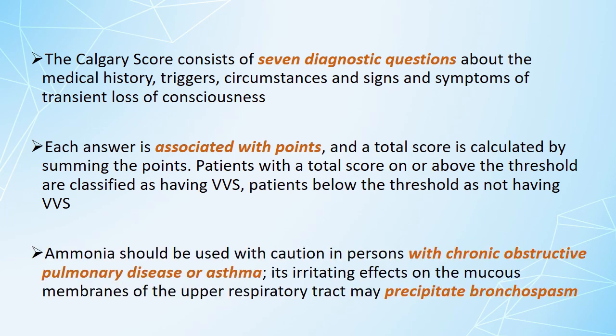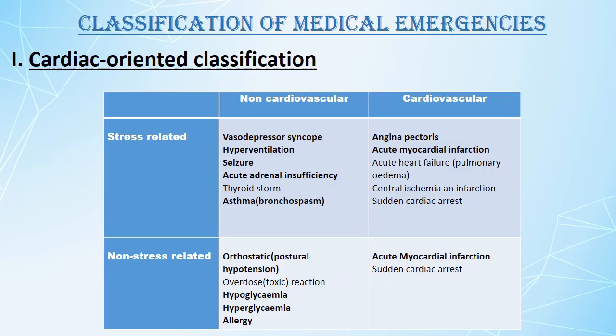Then last but not the least, ammonia should not be given in patients with chronic obstructive pulmonary disease or asthma, or it should be used with caution because it can have irritating effects and it can precipitate bronchospasm. So for the completion of the topic, I have included the following classification, so you can go through them.